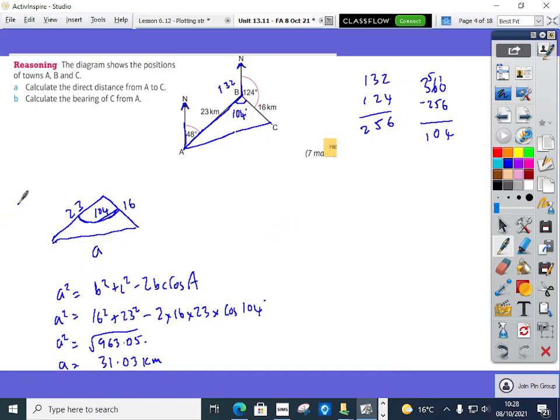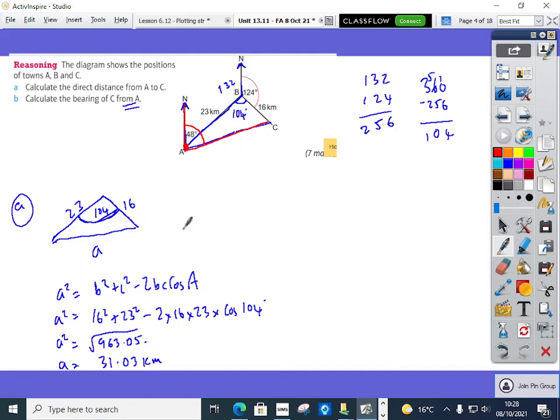So that's part A. B, calculate the bearing. Now, let's just have a look at it. Bearing of C from A. So when you have that, you always measure from A and go to C. So the bearing I'm looking for is going to go all the way from there to there, starting from there. That's the bearing I'm looking for.